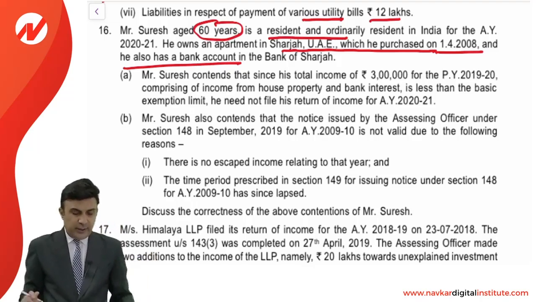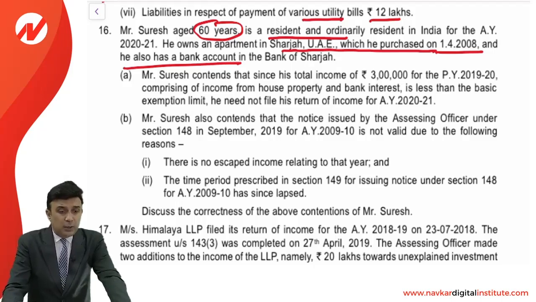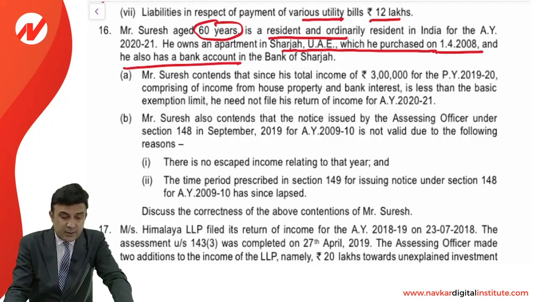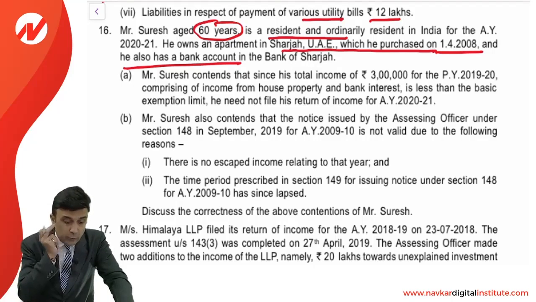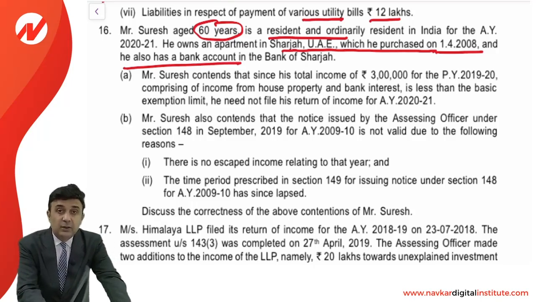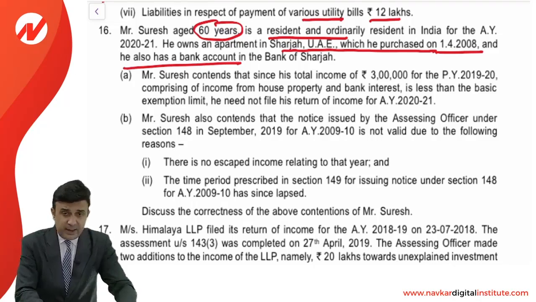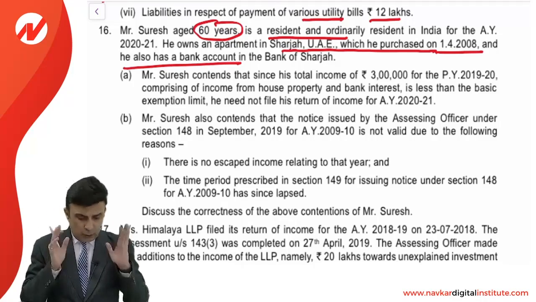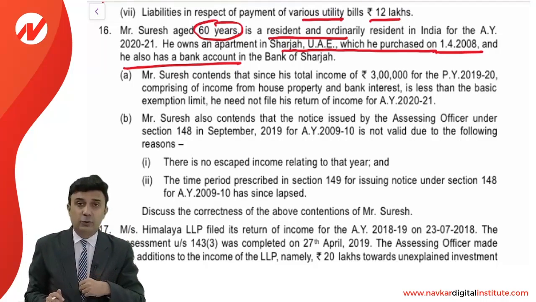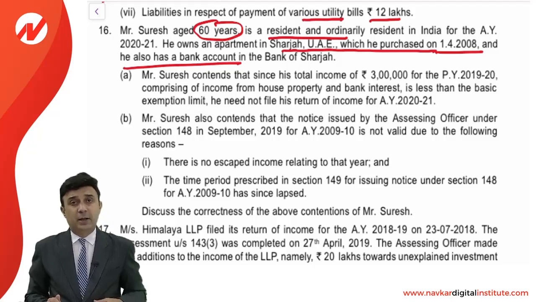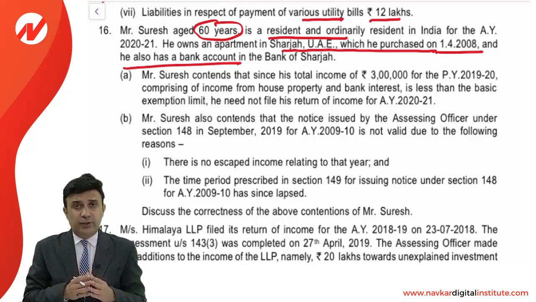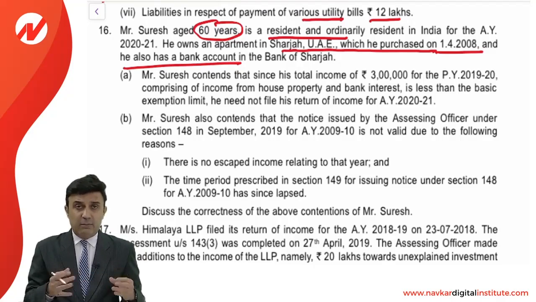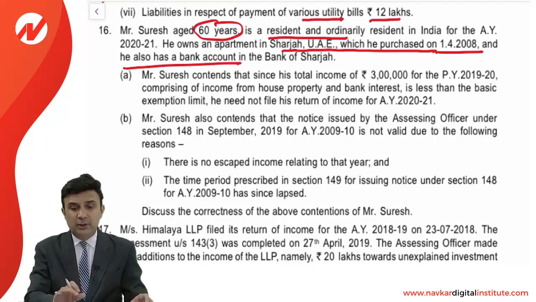Suresh also contends that the notice issued by the AO under section 148 in September 19 for AY 9-10 is not valid for the following reason. There is no escaped income relating to that year, and the time period under 149 for issuance of 148 has lapsed, and hence the notice is not tenable in the eyes of law. It is the assessment procedure vis-a-vis foreign income. Whether the stand of Suresh related to the basic exemption limit and the time barring of the notice is justified or not is the question.